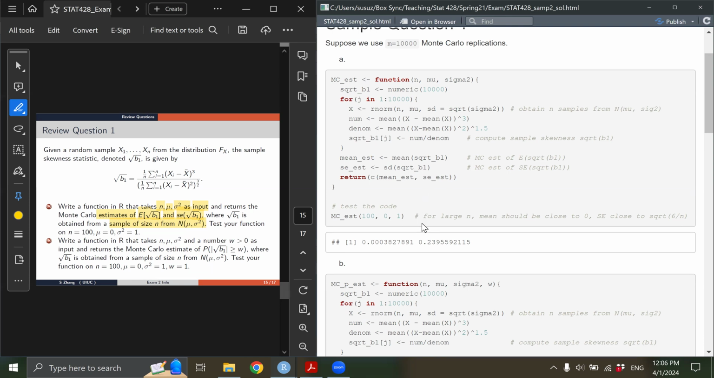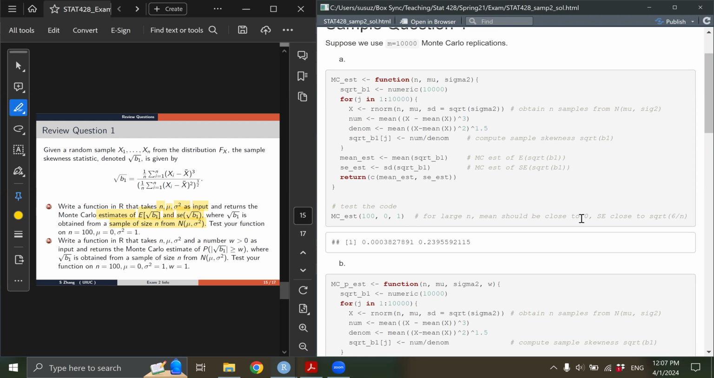So here's a little bit about the theoretical property of this. If your data is actually generated, so if your x comes from this normal distribution with mean 0 and standard deviation of 1, then for large n's, as your sample size goes to infinity, this sample skewness statistic should have a mean that's very close to 0.